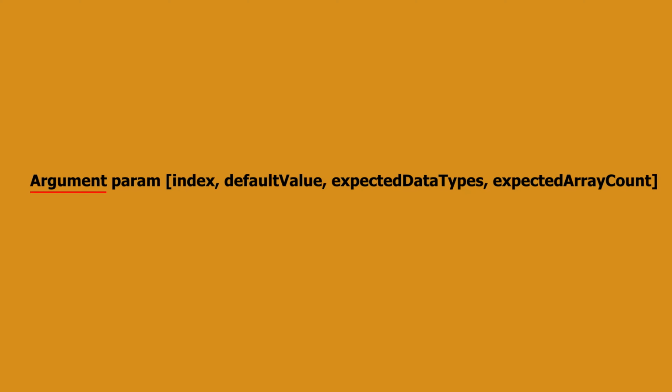Argument. This can be anything. Like for example, it can be an array, a string, an object, a number, or something else.